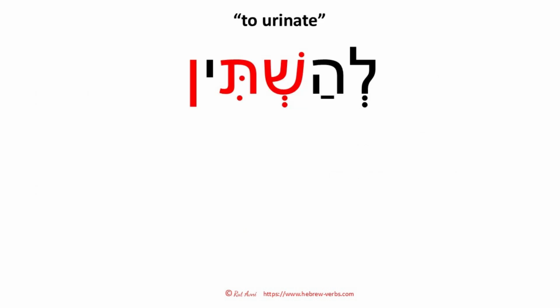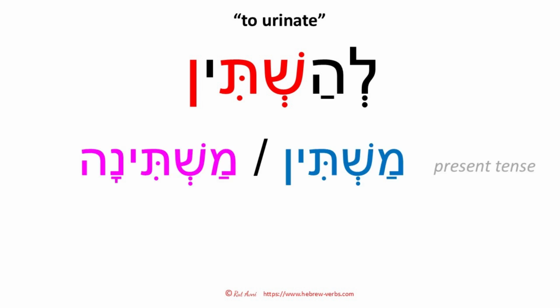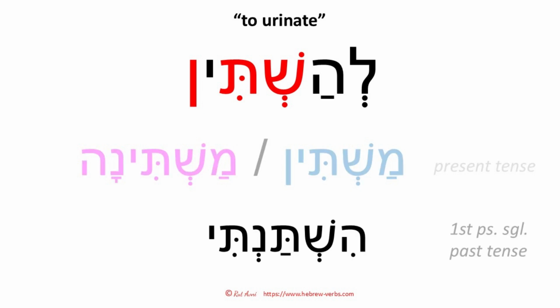Le hashtin. This is how you make an infinitive in Hitpael, in a regular Hitpael verb. And then you come to mashtin, mashtina. This is the present tense. And eventually we come to the past tense, hishtanti. Past tense of the first person singular. That's me, myself, and I. Ani hishtanti. And here again, here you have the root, exactly as we have seen it before in red.